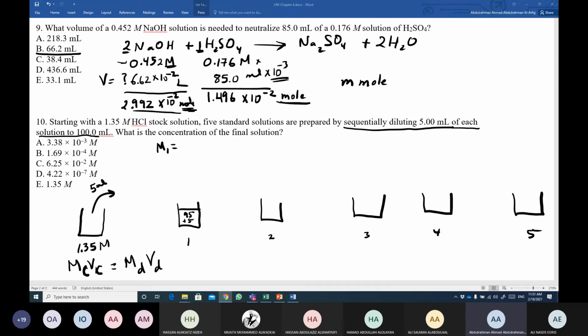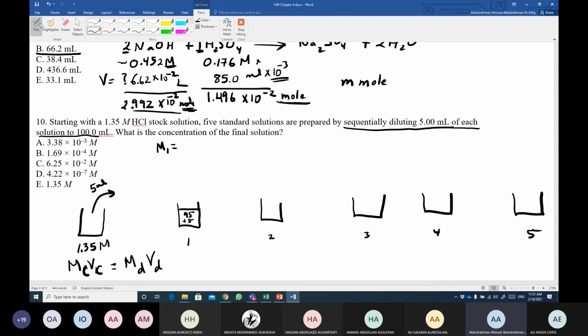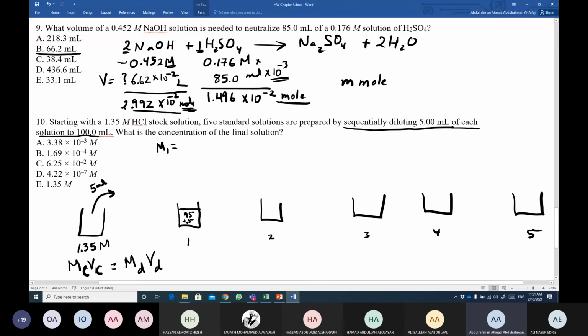Whoever wants to leave. Okay, now I took 5 from this one and put it in this one, and I know the concentration here, and I know the amount, 5 milliliter, and I made it 100 milliliters. So what will be the concentration? 6.75 times 10 to the power minus 4. I hope somebody got the same answer.